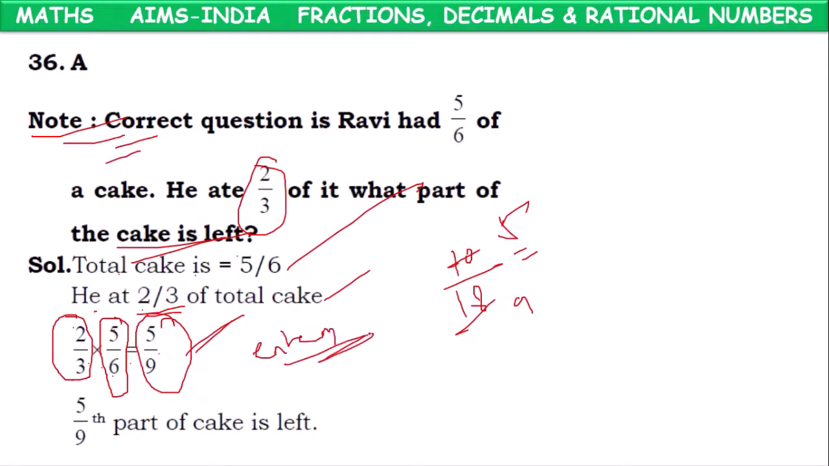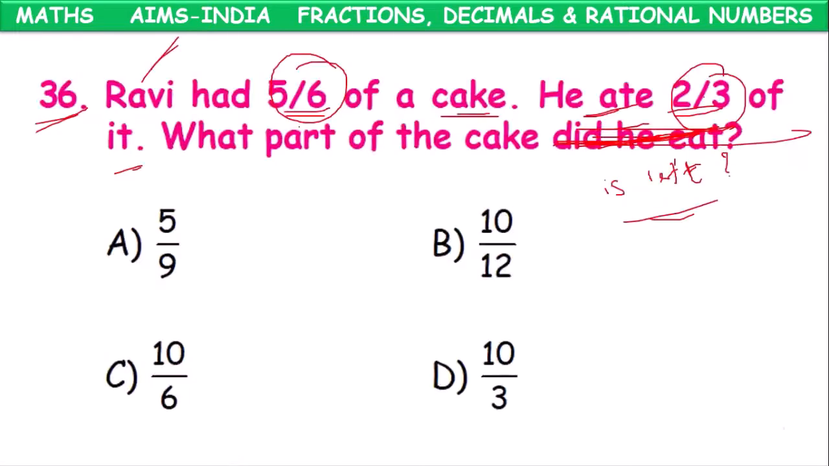Out of 9 parts, 5 parts were eaten by Ravi. So how much part is left? 4 by 9th part of the cake is left. Here the option 4 by 9 is not there. Please change the option to 4 by 9. So 4 by 9 is the correct option.